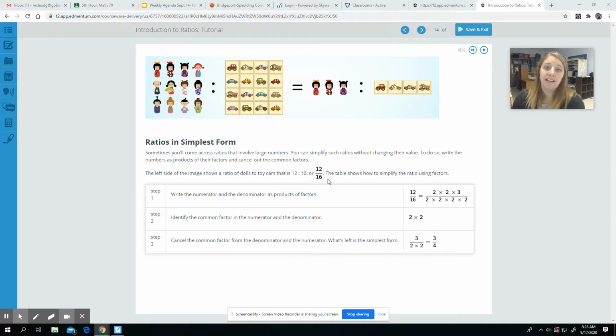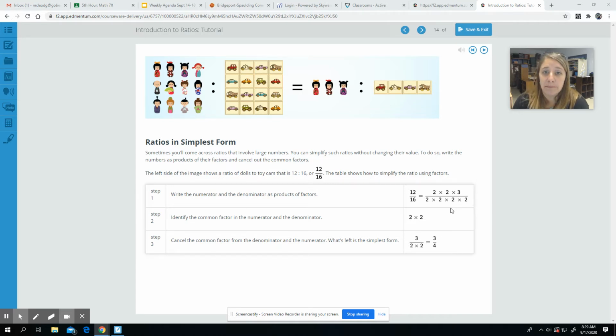And when we simplify, there's 3 steps that we can take. So first, we can write the numerator and denominator as products of factors. So if you look at 12 here, 12 became 2 times 2 times 3. 2 times 2 is 4. 4 times 3 is 12. 16 became a product of factors by 2 times 2 times 2 times 2. 2 times 2 is 4. 4 times 2 is 8. 8 times 2 is 16. Now these are broken down by prime factorization.